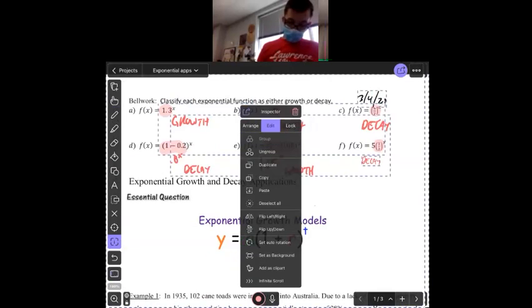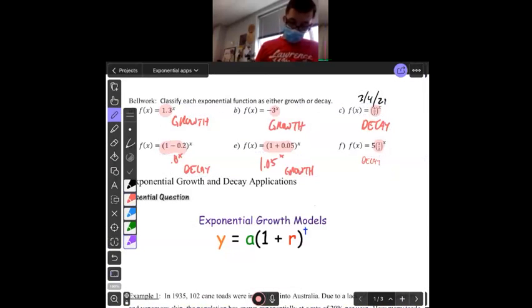Central question for today is, what does it mean for interest to compound?